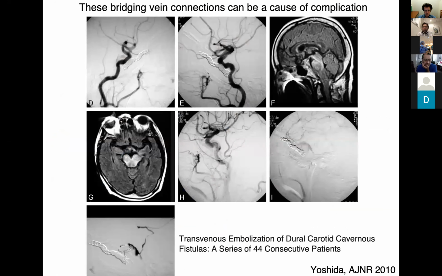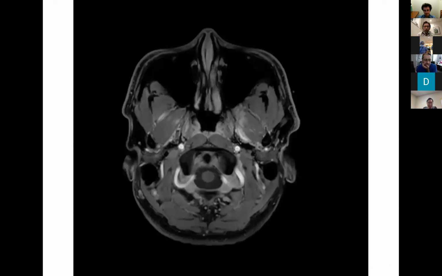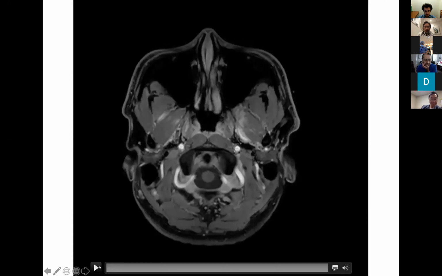And if you miss them, like in this case, you embolize what you see as a shunt in the cavernous sinus, but sometimes you don't realize the residual reflux into the posterior fossa. You can have a complication like this. So these veins are quite small, but sometimes very important when you treat lesions in the cavernous sinus.